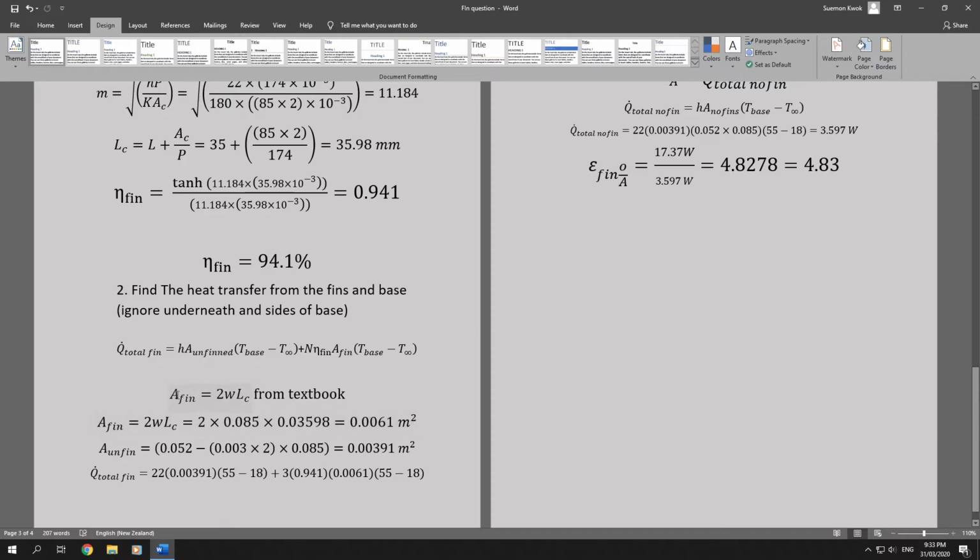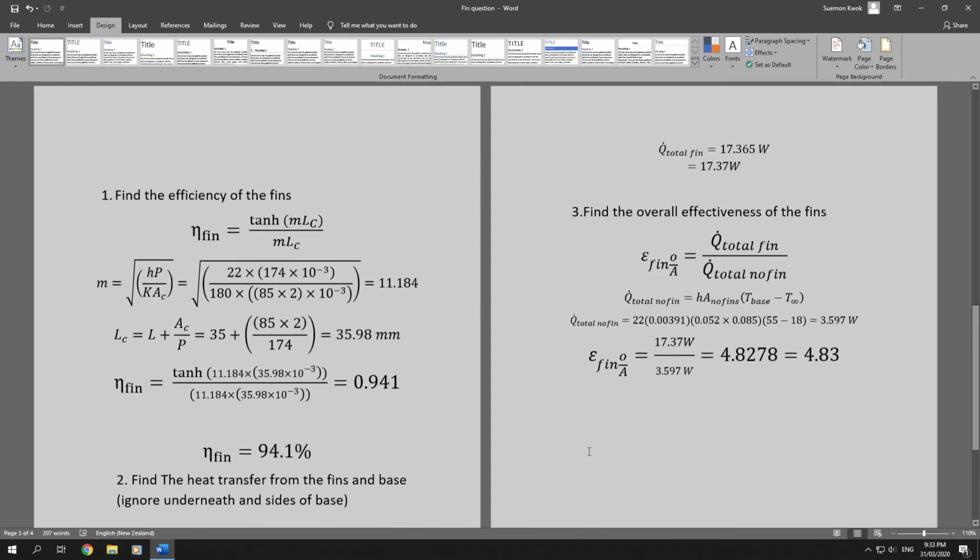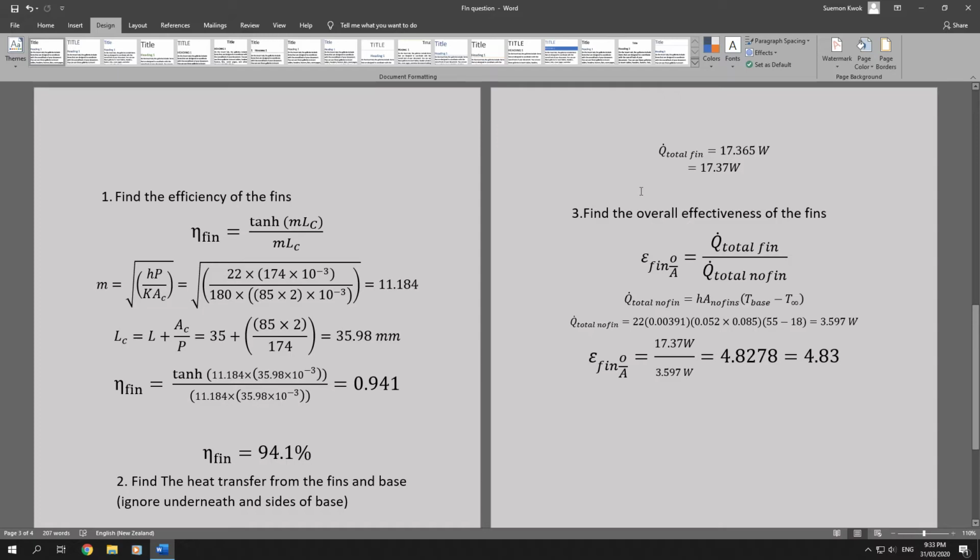And for the area of the fin, you can use this one, which is 2 times the width times the corrected length, which can be found in your heat transfer textbook. Again, plug and play, and then you should have a total of 17.37 watts.